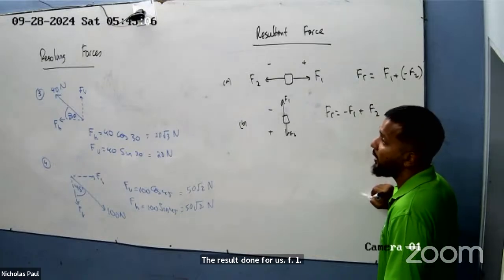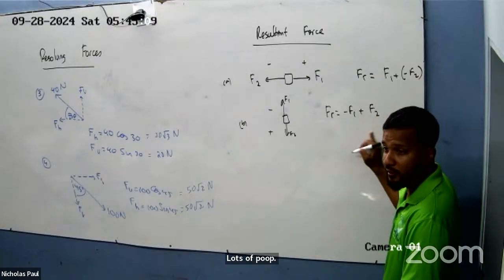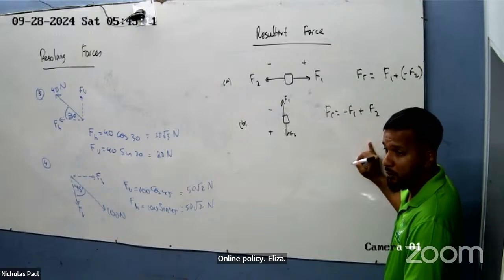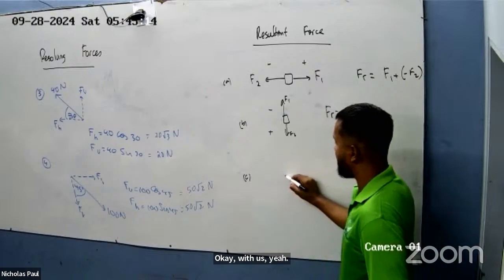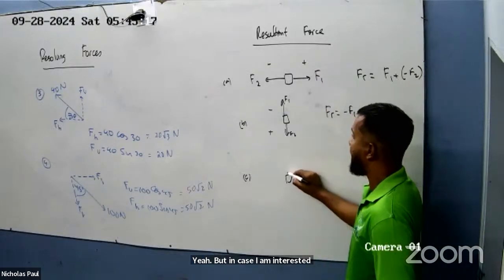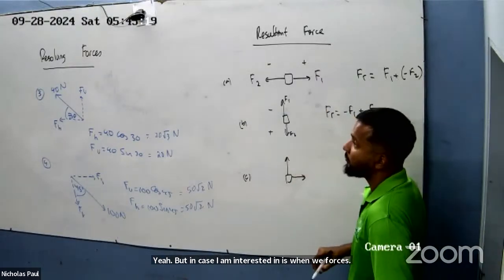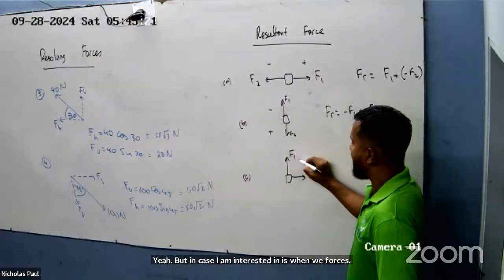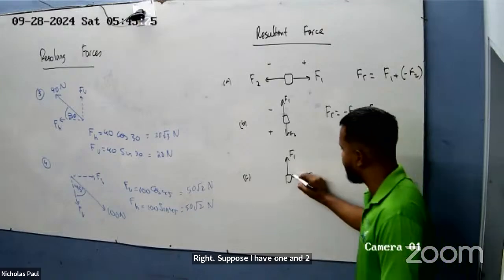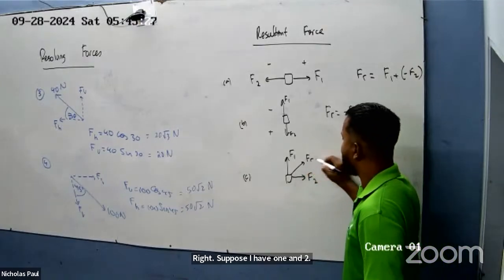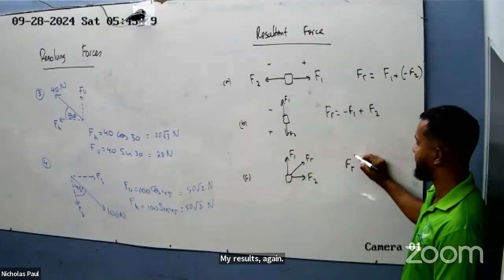Online, are you okay, Elijah? Are you okay with us? Yeah. But the case I am interested in is when the forces act like this. Suppose we have F1 and F2. Where is the resultant force again? How do we find that resultant force?